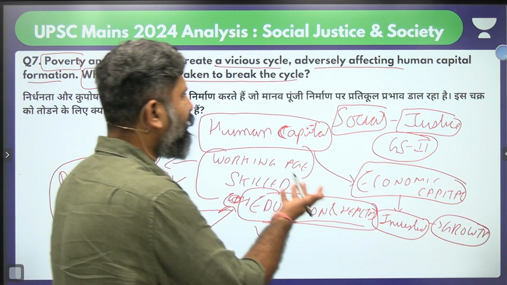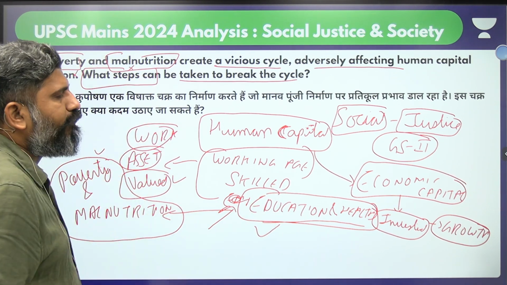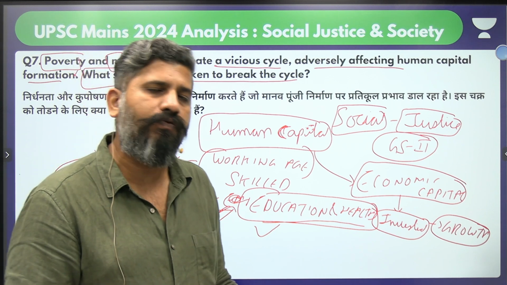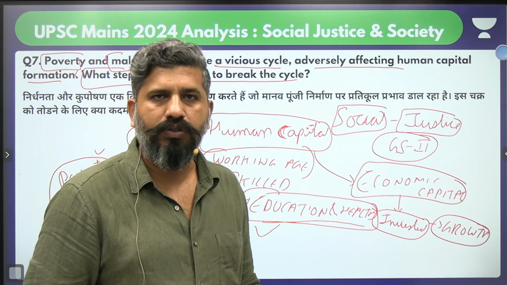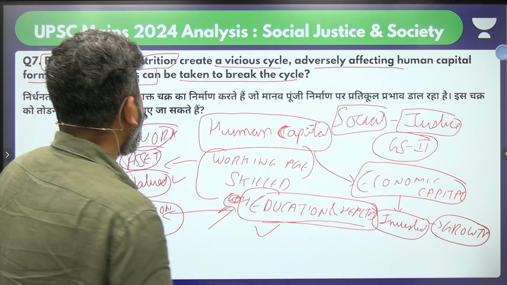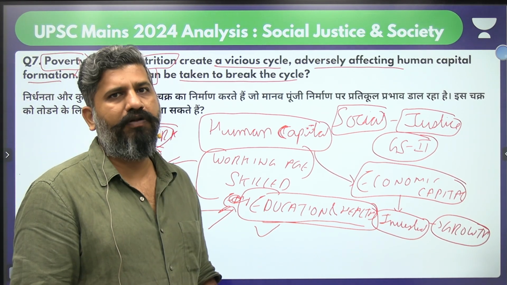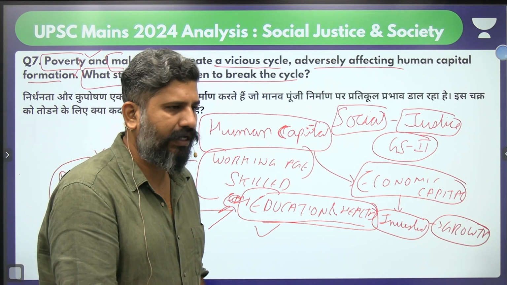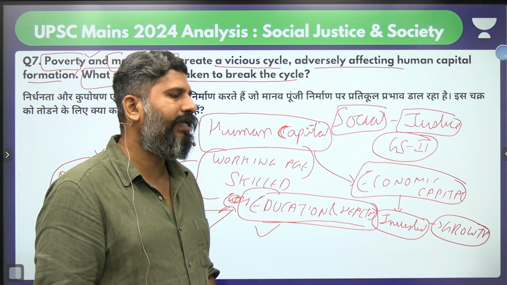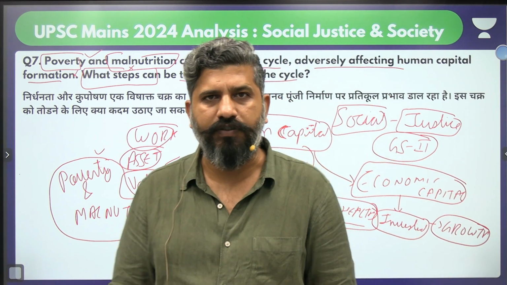To address this, we need to break this cycle of poverty and malnutrition, and for this we will have to follow a holistic approach, which involves right from the childhood. First is to have interventions to remove poverty. For example, we have interventions like MGNREGA, right? Or the government provides various assistance to the vulnerable sections in terms of direct cash transfers, right?